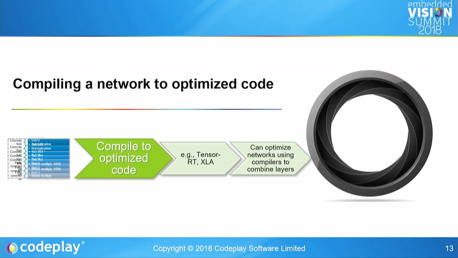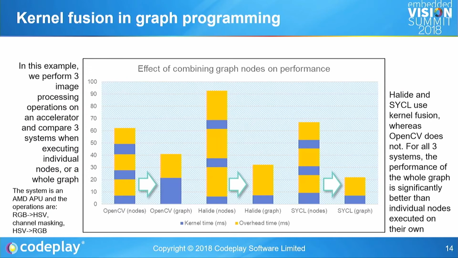So the cool stuff is compiling a network to optimize code. TensorRT does this from NVIDIA. XLA does this in Google. So I'm going to explain why. This is some analysis we did a while ago. I still show this because I think it is quite important to understand why this is working.